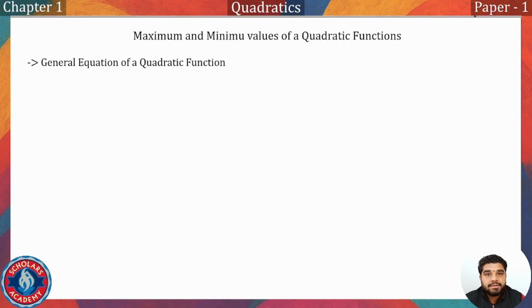So today we are starting with maximum and minimum value of quadratic functions. Let's start with the general equation of a quadratic function. We write it as f of x is equal to ax square plus bx plus c.